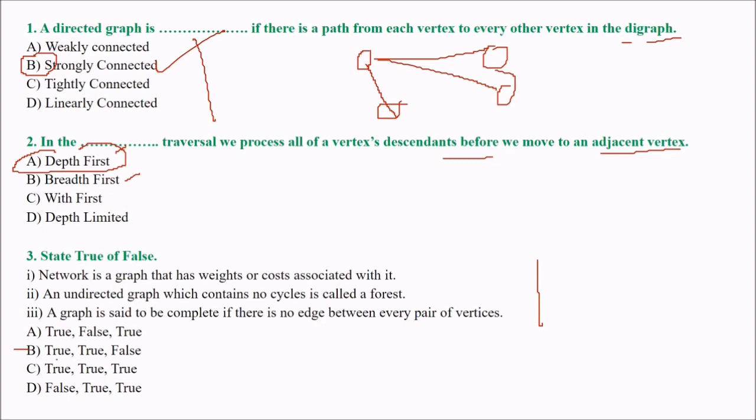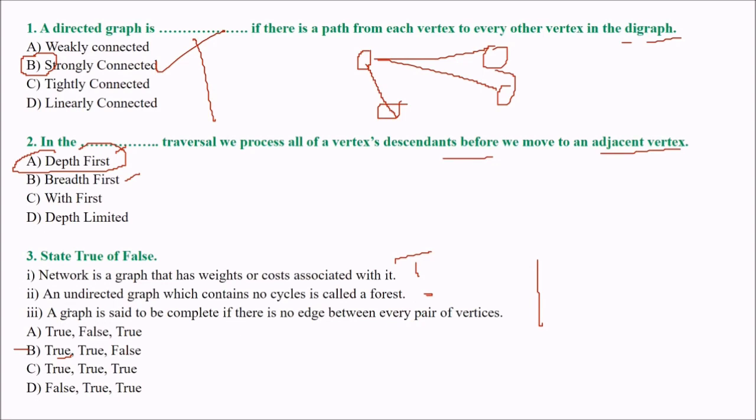First is true. That is, a network is a graph that has weights or costs associated with it. So this is true. An undirected graph which contains no cycle is called a forest. Undirected graph with no cycles is called a forest. Is it so? Can you take it like this? Let us leave it for now. Let us take the second one.